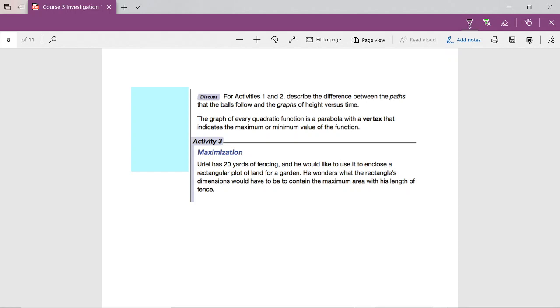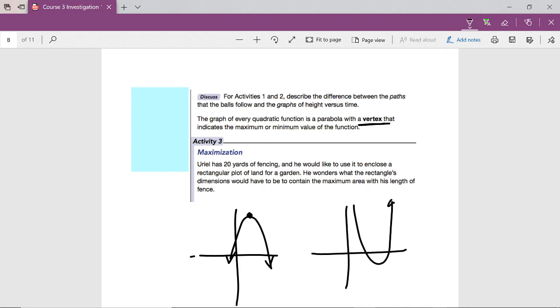So to talk about one more vocab term here, that's the vertex. The graph of every quadratic function is a parabola with a vertex that indicates the maximum or minimum value of a function. So far we've only seen maximums, things that look like this. We have a maximum and we call that a vertex. But other parabolas can be upside down like this, where the minimum is also considered the vertex.